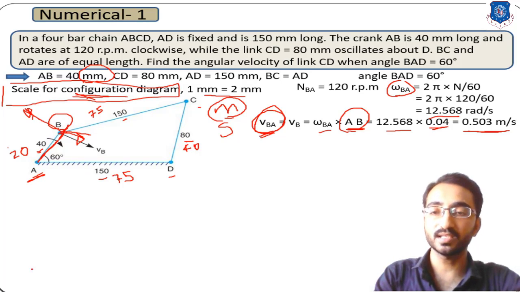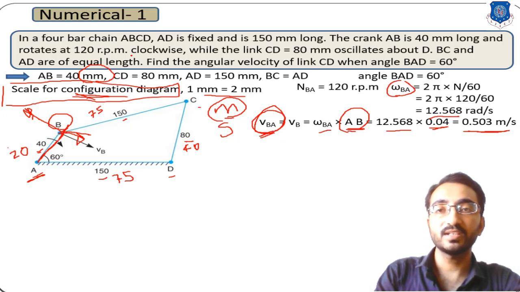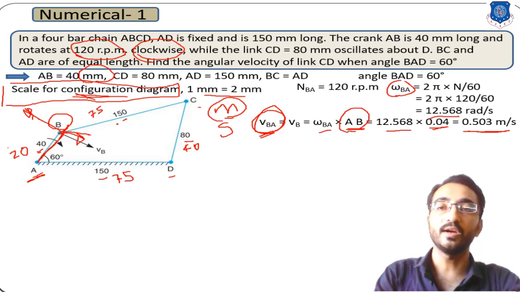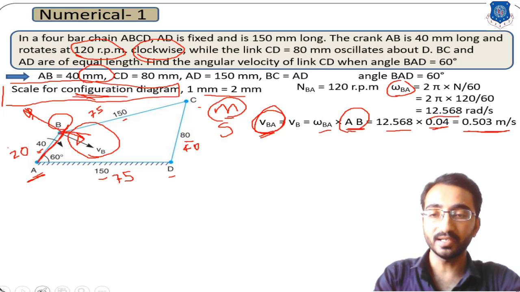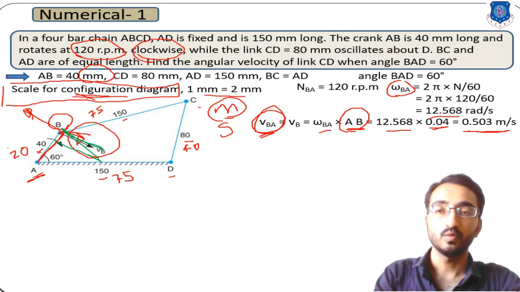Over here you can sketch in either direction, but now if you refer to the data, then 120 RPM is given in clockwise direction. So you have to consider that your link is rotating in clockwise direction. So the velocity will be only in the downward direction. So from that you can simply say that in this case your velocity will always be in downward direction.